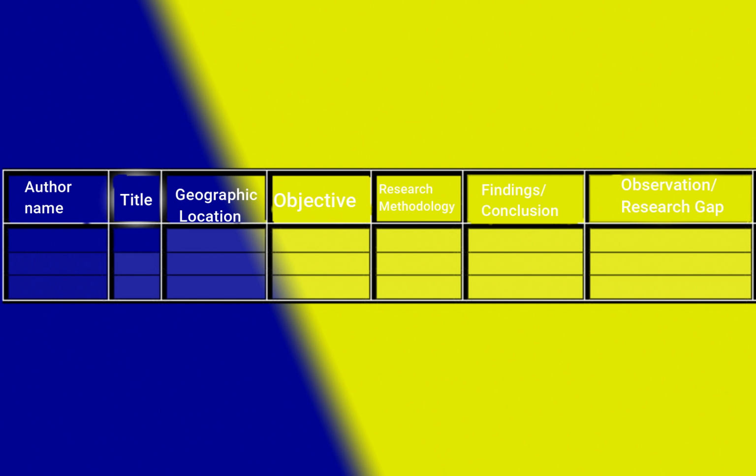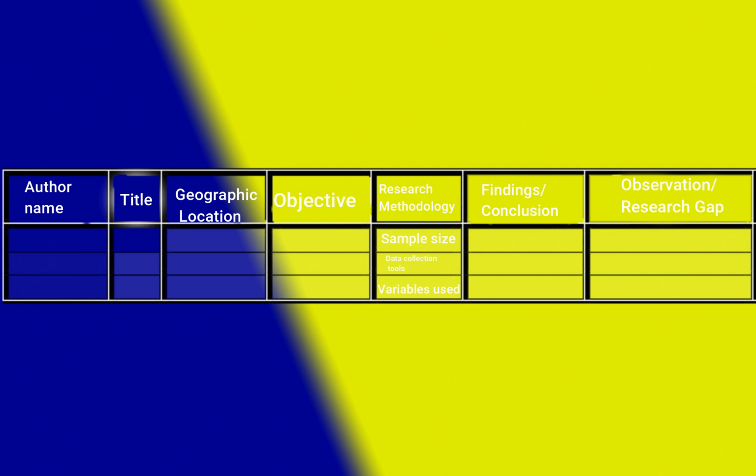Then the research methodology: what research methodology they have used in this paper. What is the sample size, what are the data collection tools, what variables are used, and which statistical techniques they have used. You need to list all of them in this research methodology column. And in findings and conclusion, write the findings and conclusion of this paper in this column.